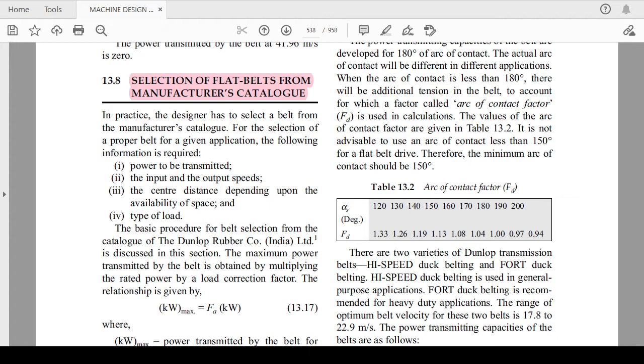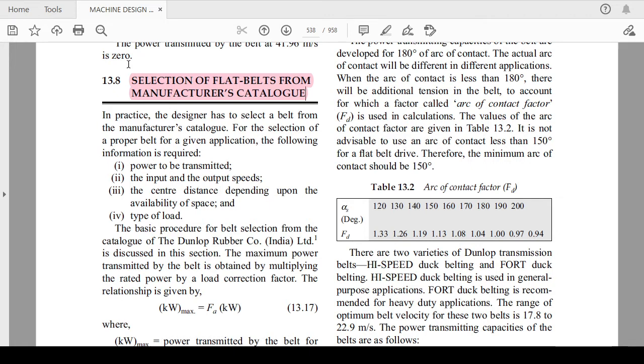In this we have discussed the belt drive basics, how you can calculate the length of the belt of open belt drive and cross belt drive, as well as the analysis of tensions and the condition for maximum power. We have discussed this in the previous videos.